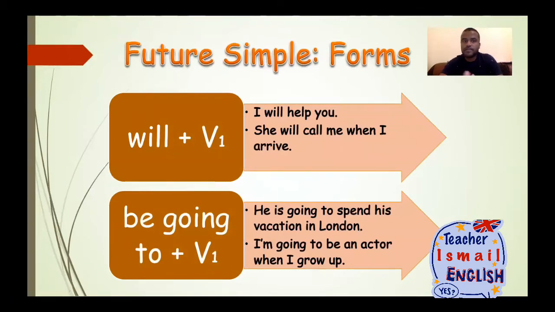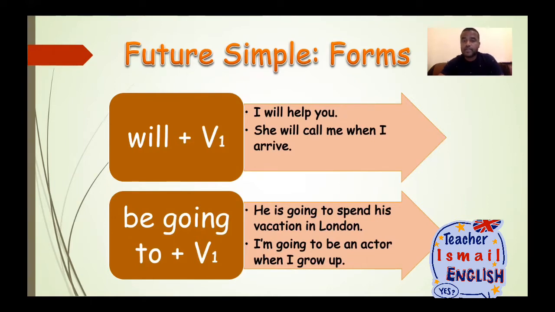For example, we can say will plus the verb in infinitive. Okay, so for example, we have I will help you. She will call me when I arrive. So we have be going to plus the verb in infinitive also, and both of them we can use in future simple. But there is a difference between will and going to.